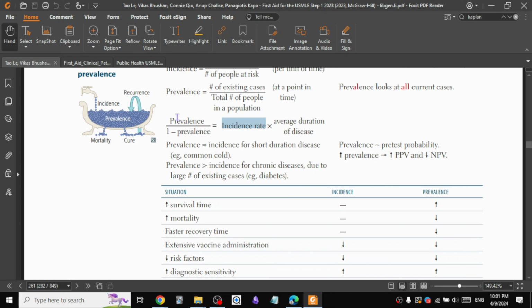disease. Okay, so let's say I have an infectious disease, and the incidence rate is, oh no, that's too low. Let's say it's 5,000 per year. Okay. So the incidence rate of some infectious disease is 5,000 per year. And the average duration of the disease is 10 years.